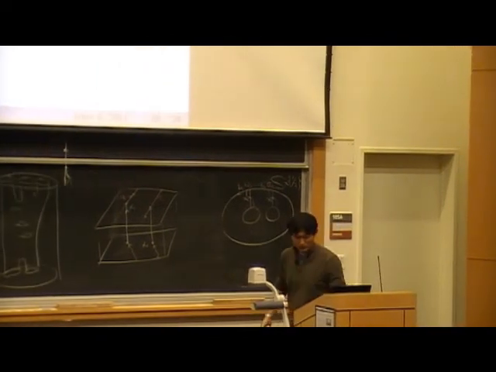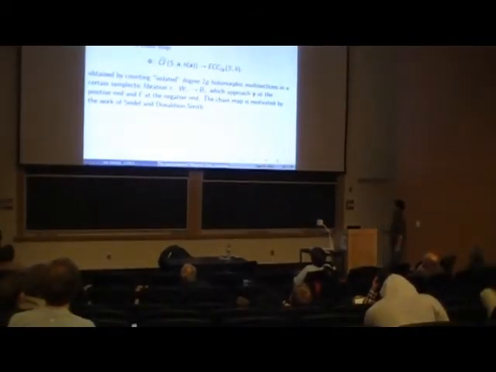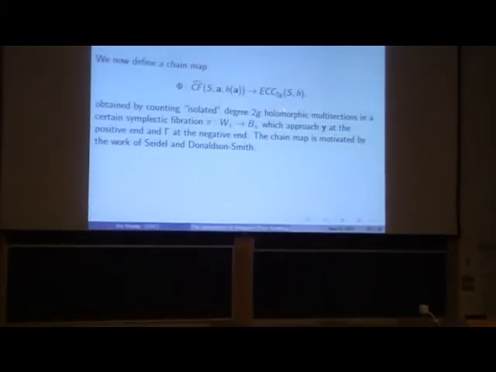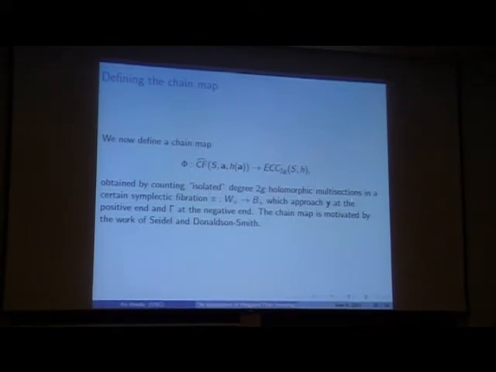To do the broken closed string business, you do the following. You try to define a chain map P from, let's say, CF hat to ECC sub 2G, and you count isolated degree 2G holomorphic multi-sections in a certain symplectic fibration pi, with a certain base. I'm going to show you the base in a moment, which approach some two-tuple y at the positive end and an orbit set at a negative end.